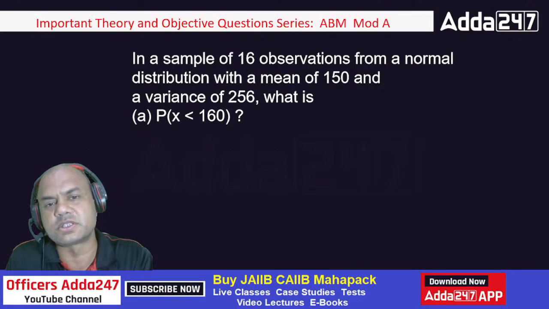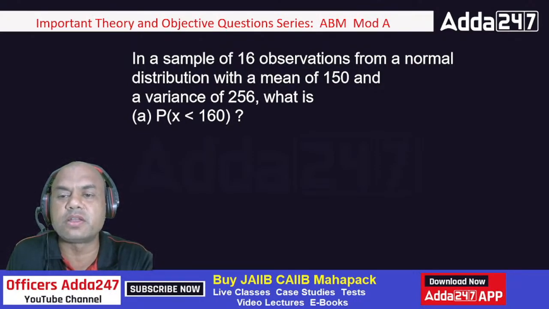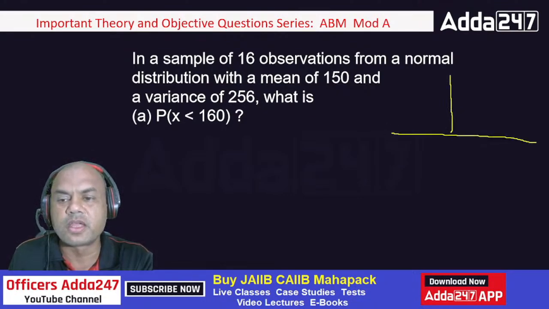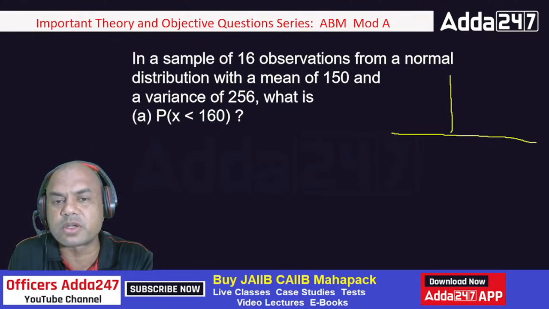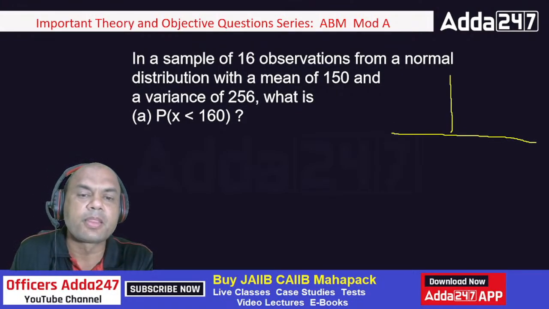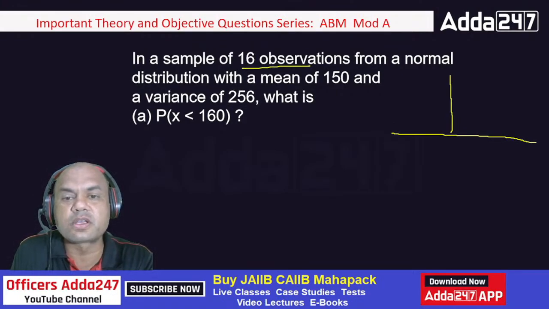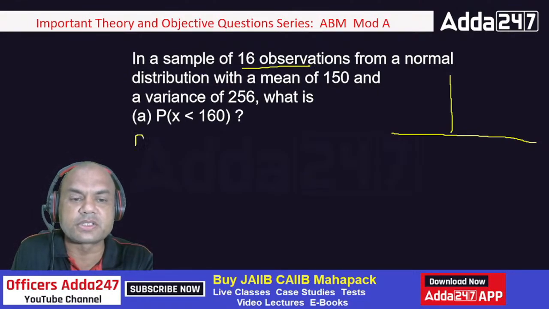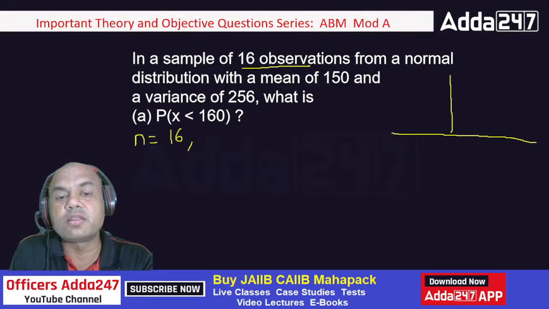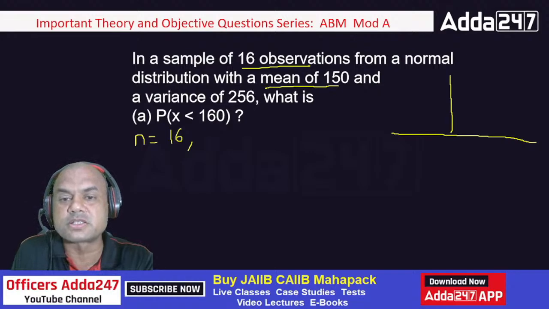So how to solve this? Firstly, whenever you see this numerical, you'll have to draw the normal distribution curve and separate these elements. Whenever I have observations here, these are sample observations, so small n equals 16. Whenever the mean is given for the population, this becomes mu. Mu equals 150, the population mean.